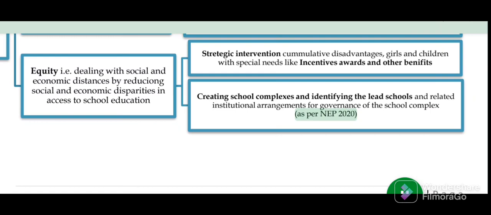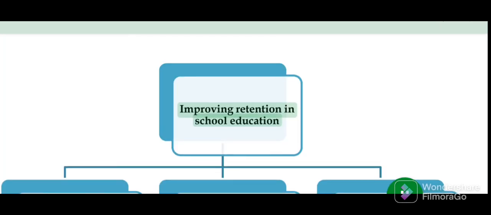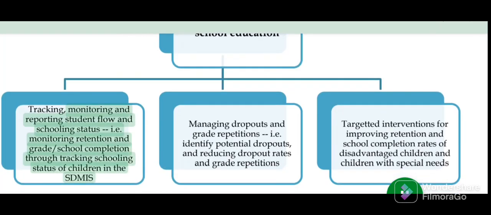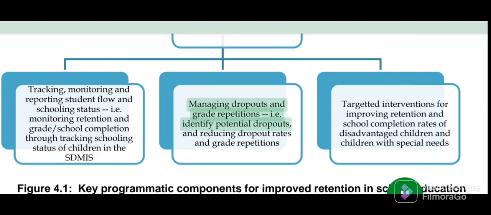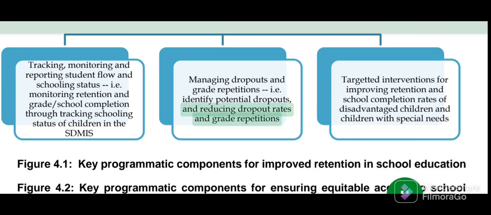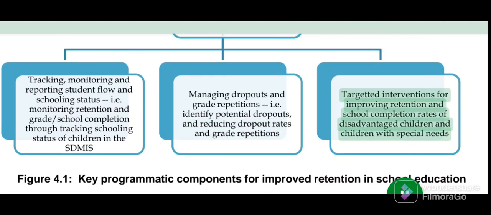As per NEP 2020, improving retention in school education. Tracking, monitoring and reporting student flow and schooling status, i.e. monitoring retention and grade school completion through tracking schooling status of children in the SDMIS. Managing dropouts and grade repetitions, i.e. identify potential dropouts, and reducing dropout rates and grade repetitions. Targeted interventions for improving retention and school completion rates of disadvantaged children and children with special needs.